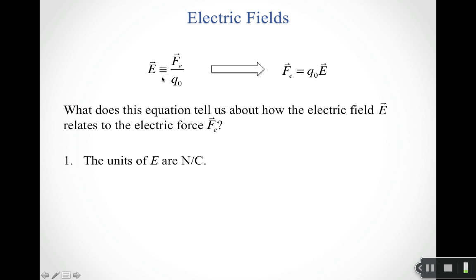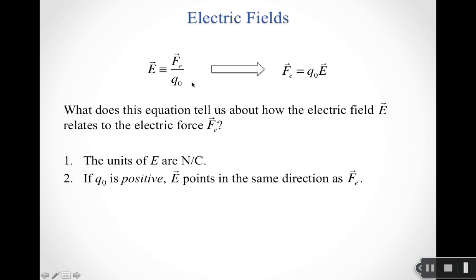So for starters, we can use this equation just to think very simply about units. Force has units of newtons, charge has units of coulombs, so the units for the electric field, one way to write them is just newtons per coulomb.